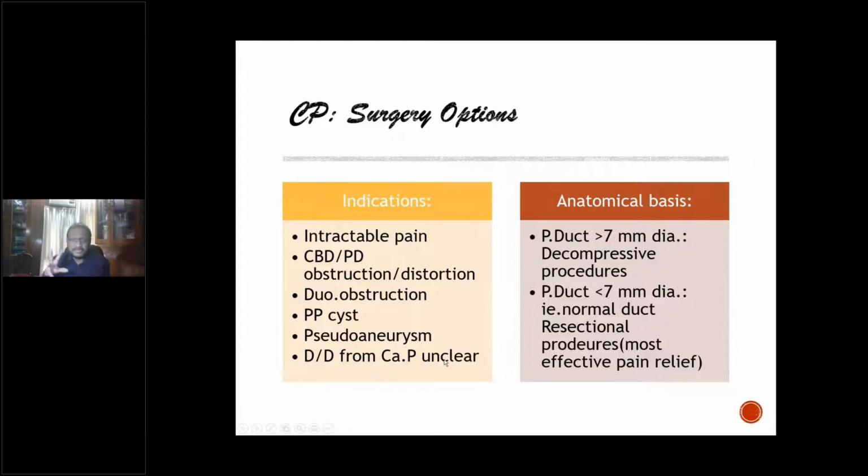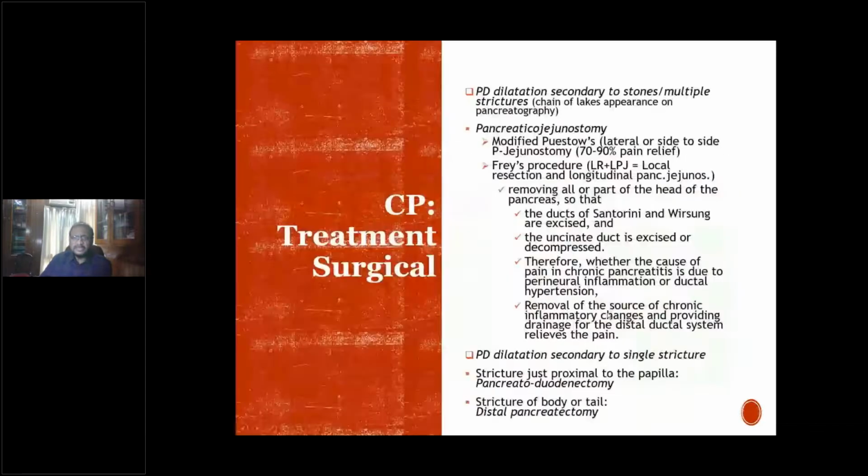So what is the anatomical basis of surgical option? I told you ductal dilatation or no dilatation. So if you have less than 7 millimeter duct, that means there is no ductal blockage or no major ductal dilatation. What do you do? Resectional procedures. If the duct is more than 7 millimeter dilated, you go in for decompressive procedure. Very, very simple principle. More than 7 millimeter pancreatic duct, decompressive. Less than 7 millimeter diameter pancreatic duct, resection. Right?